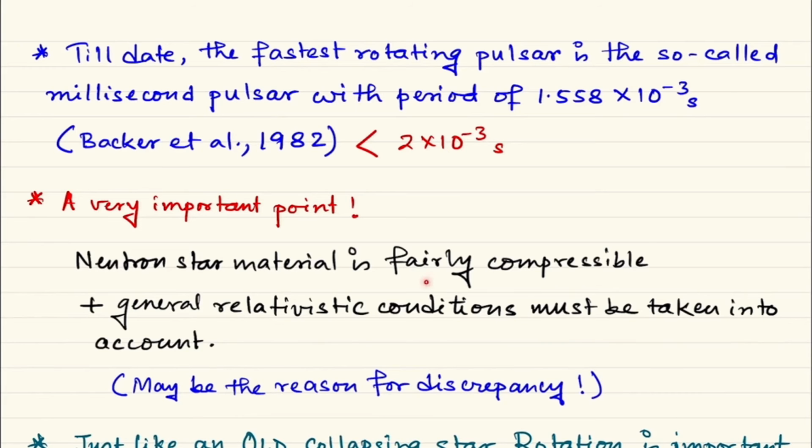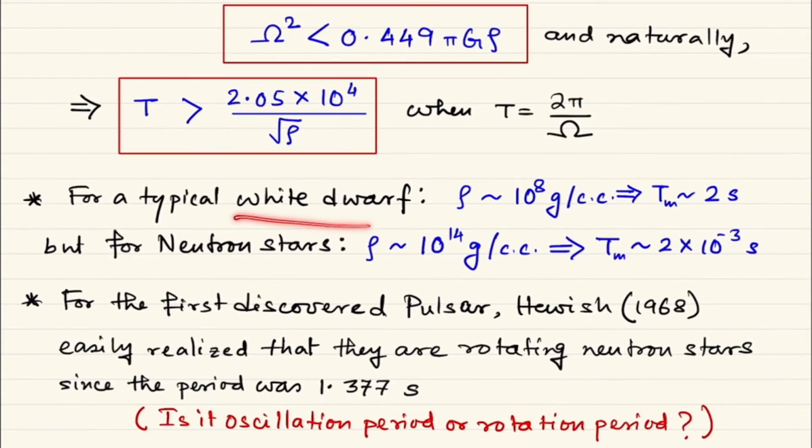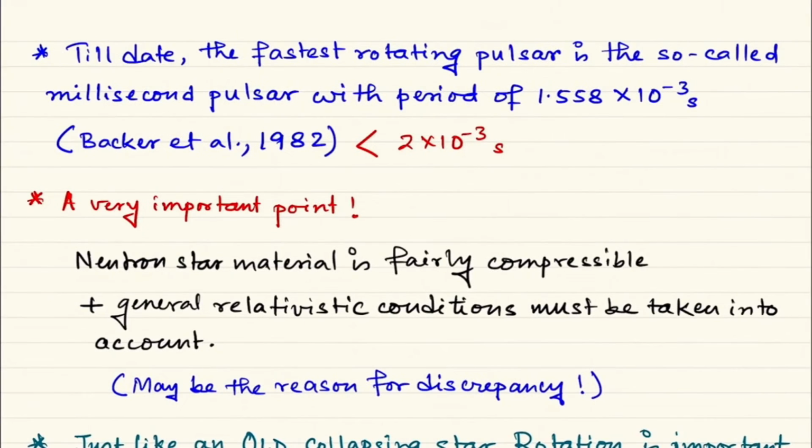So these two things should be taken into account, and if you take them into account, you will actually see that for a white dwarf the general relativistic correction is not that important, but for neutron stars this is important. After inserting all these modifications, you can see that the minimum T is well below this 1.55 into 8 into 10 to the power minus 3. So we are saved again.